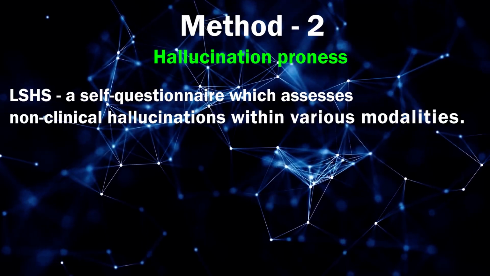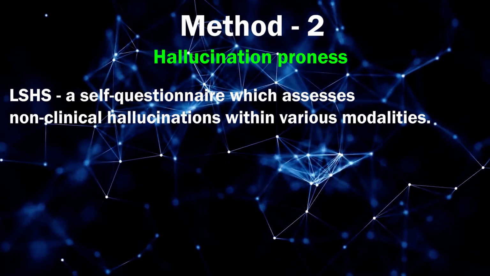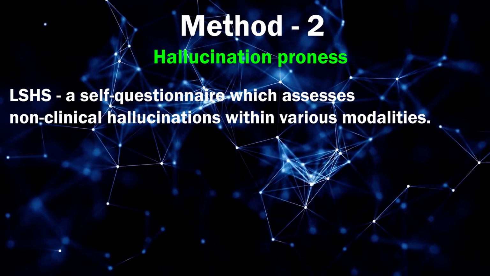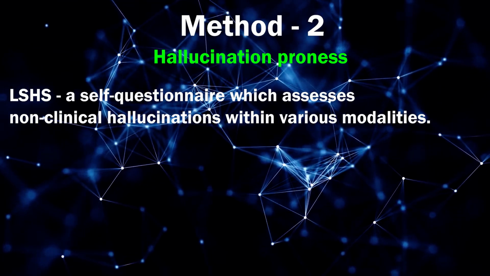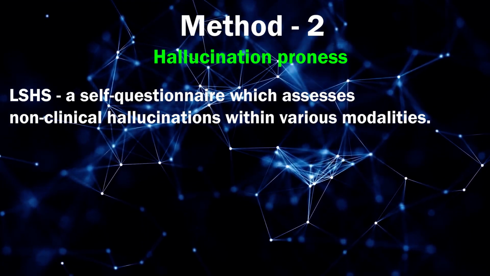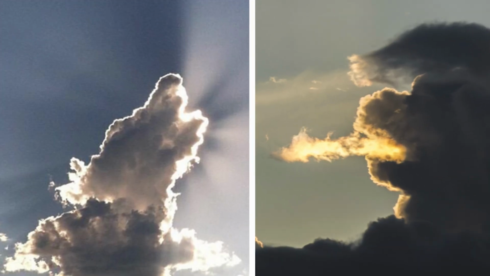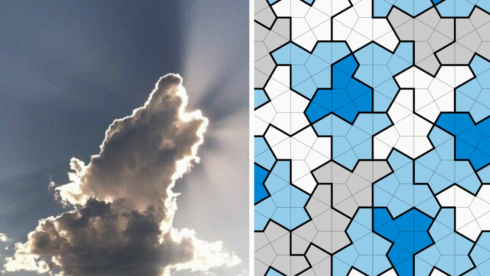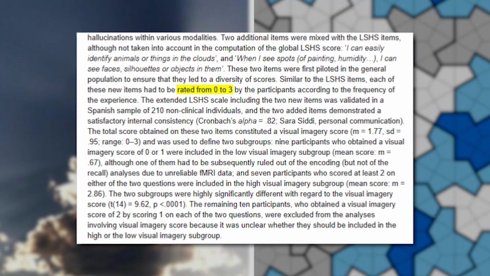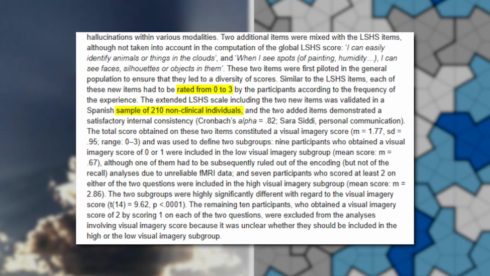Hallucination proneness was measured using a Spanish version of the Launay-Slade Hallucination Scale, or LSHS for short, a self-questionnaire which assesses non-clinical hallucinations within various modalities, with 2 additional visual imagery items, seeing shapes and clouds or patterns, which were rated on a scale of 0 to 3, and validated in a sample of 210 people.